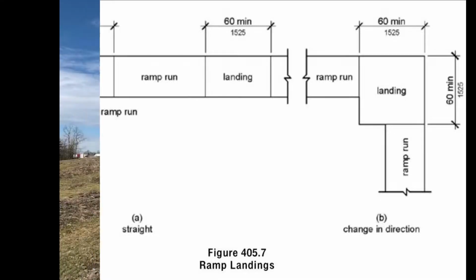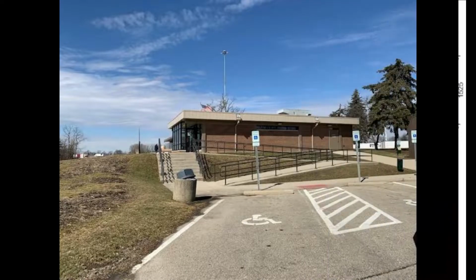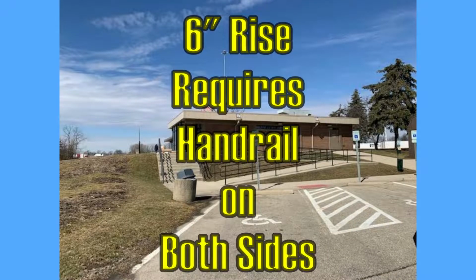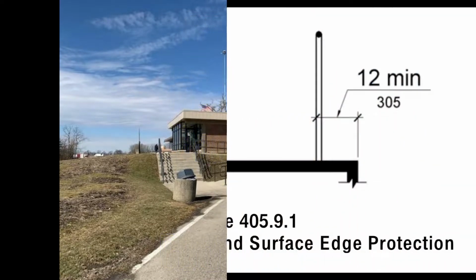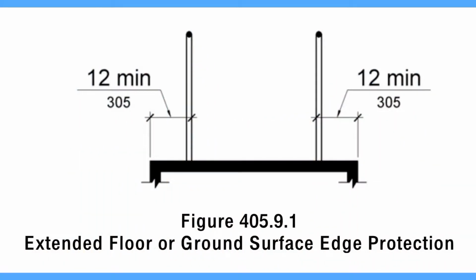Ramp runs with a rise greater than 6 inches shall have handrails on both sides. Edge protection is required on each side of a ramp run and each side of a ramp landing. Edge protection can be extended floor or ground surface, where the floor or ground surface extends a minimum 12 inches beyond the inside face of a handrail.